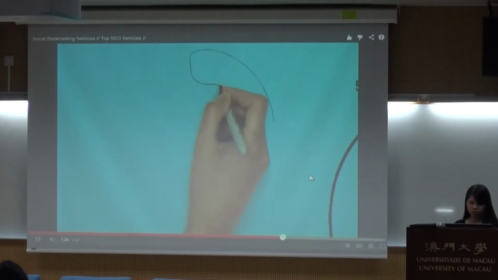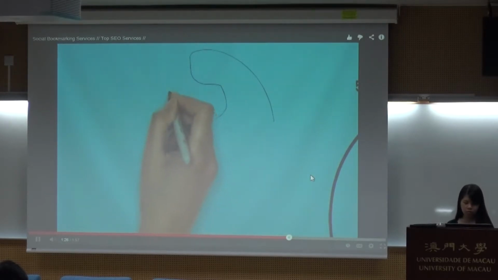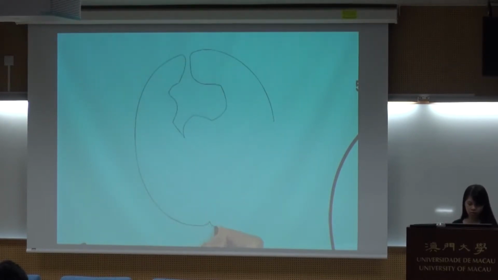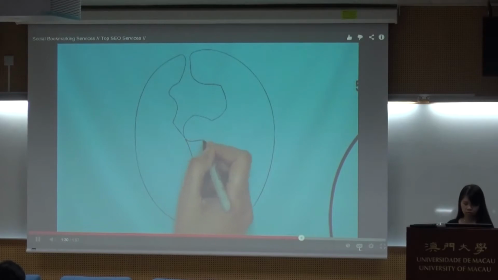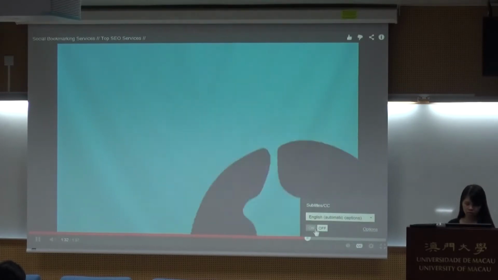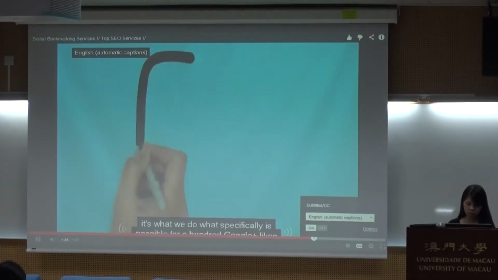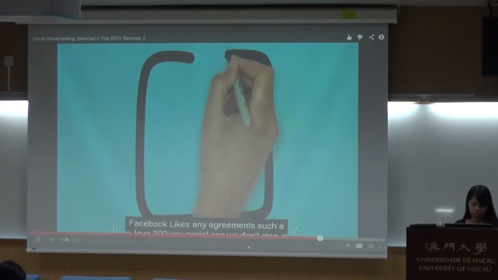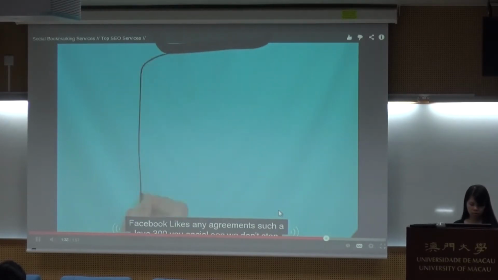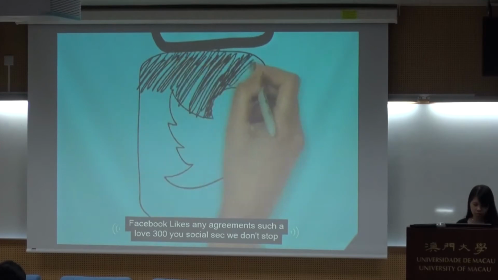The third step we do is we create over 300 huge social signals. Social signals are a must as well for 2013 SEO. So what we do more specifically is we post over 100 Google Plus likes, Facebook likes, and even repins. So a total of 300 huge social signals, but we don't stop there.